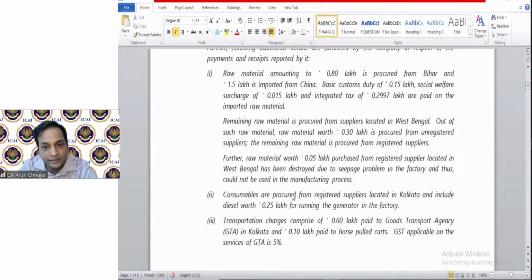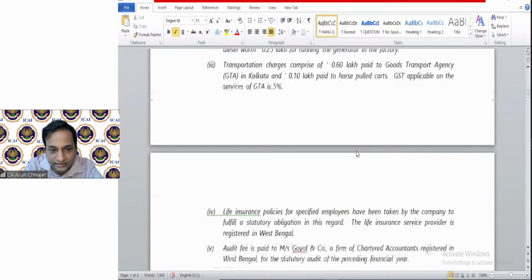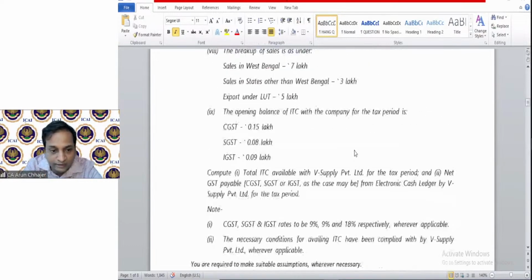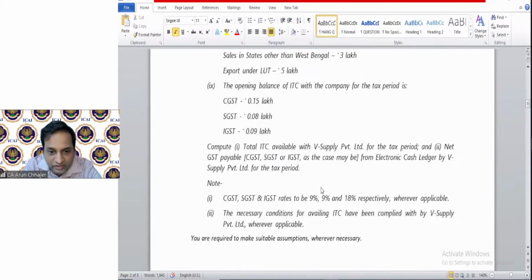Fine. So please tell me one thing. If we have purchased from China rupees 1.5 lakh, what is the tax rate? Let me go down and see the tax rate. The rate of the taxes is 9% and 9%. So total 18%.